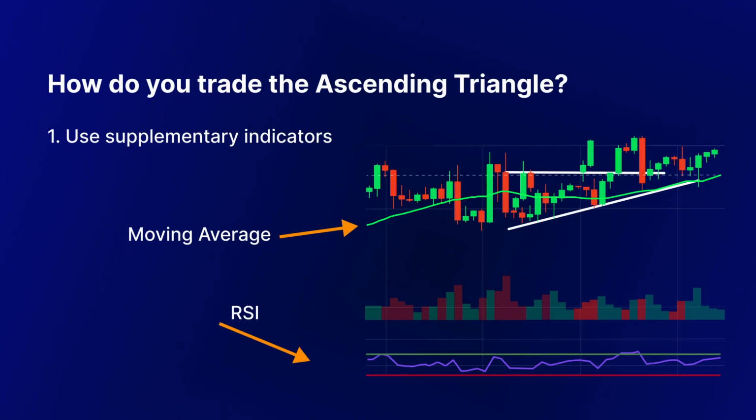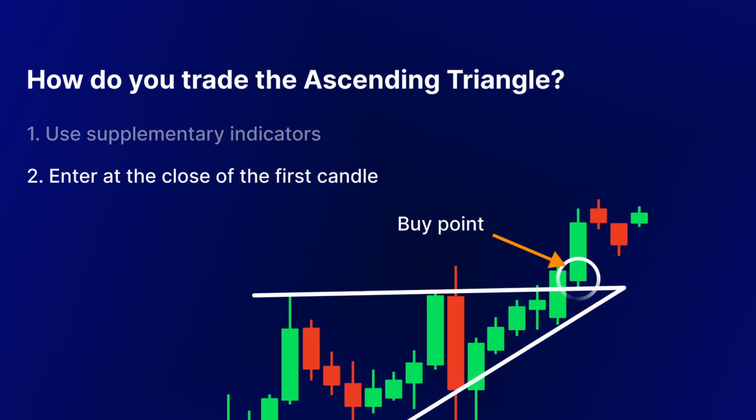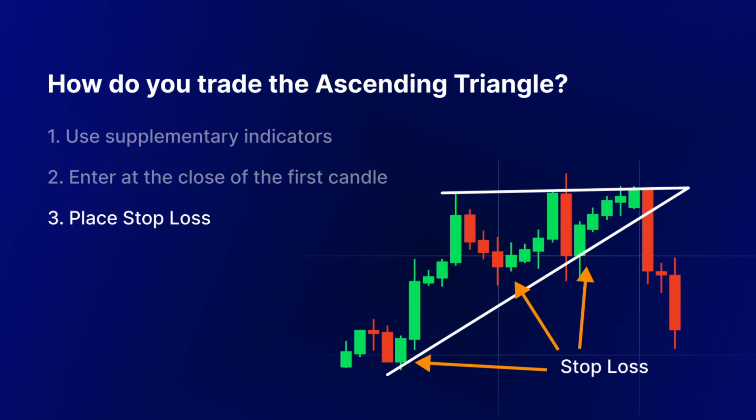So, how do you trade the ascending triangle? First, use supplementary indicators like moving averages and RSI for confirmation. You can learn more about them in our previous video. The link's up top. Second, enter at the close of the first candle after the breakout. Third, place your stop loss at one of the previous lows, depending on how aggressive your strategy is. And just like that, you'll learn one of the most powerful candlestick patterns for spotting breakouts.